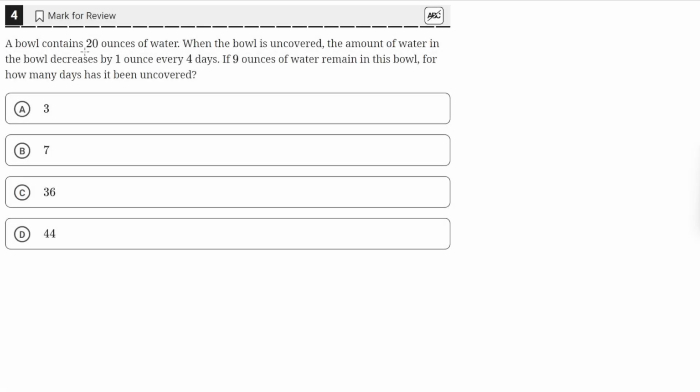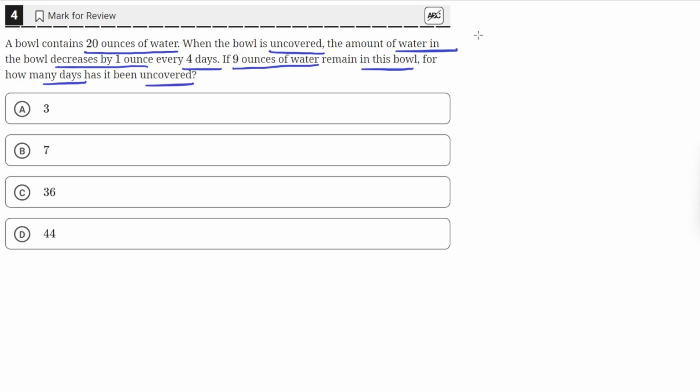A bowl contains 20 ounces of water. When the bowl is uncovered, the amount of water in the bowl decreases by 1 ounce every 4 days. If 9 ounces of water remain in this bowl, for how many days has it been uncovered?